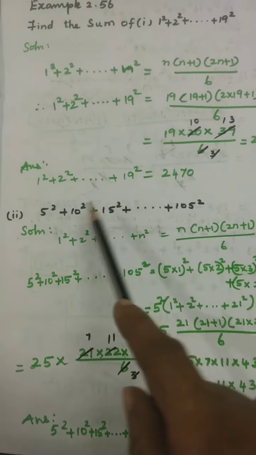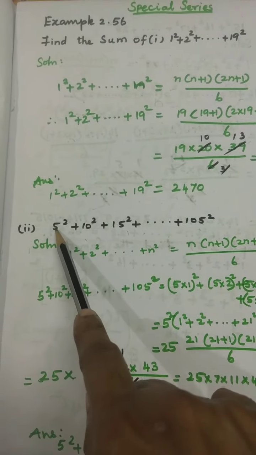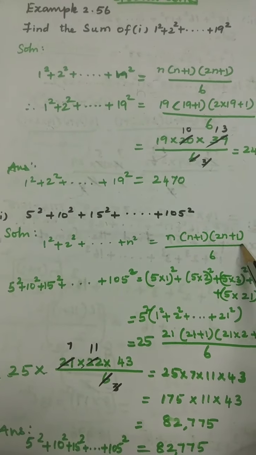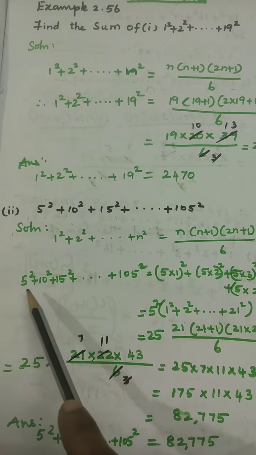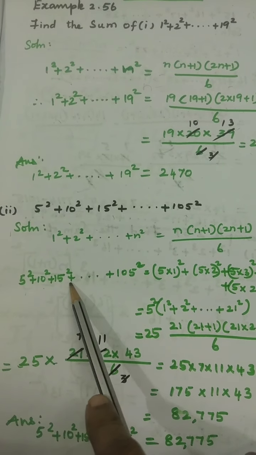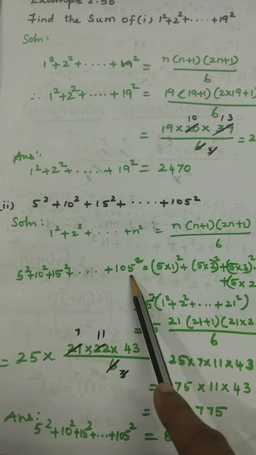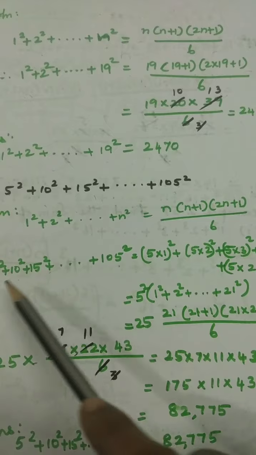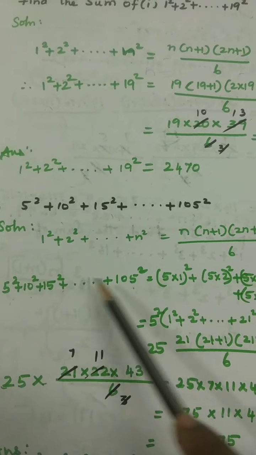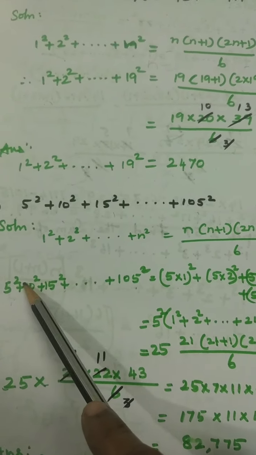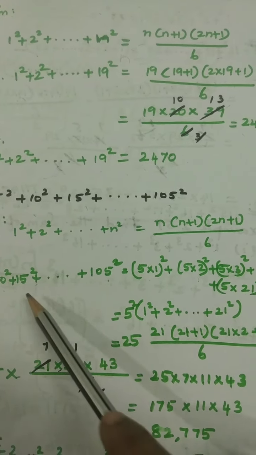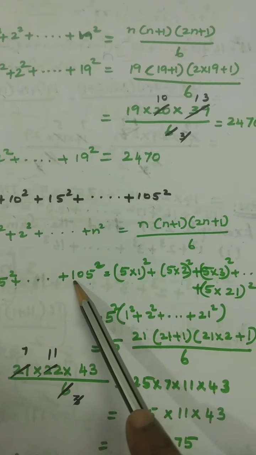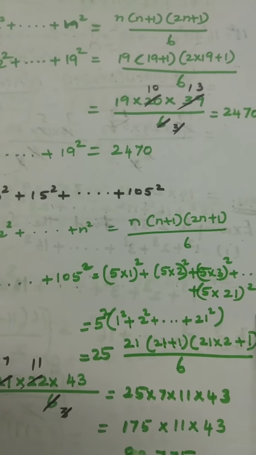Now second sum: 5 square plus 10 square plus 15 square plus and so on plus 105 square. Here they start from 5, so we cannot use that formula. So you have to modify that. You write 5 square plus 10 square plus 15 square plus and so on plus 105 square as 5 into 1 the whole square, 5 into 2 the whole square, 5 into 3 the whole square plus and so on plus 5 into 21 the whole square.